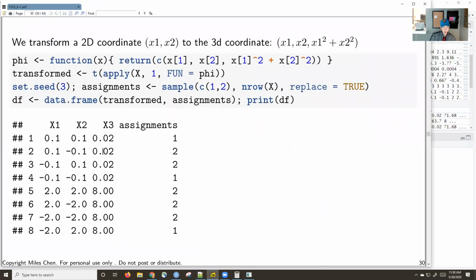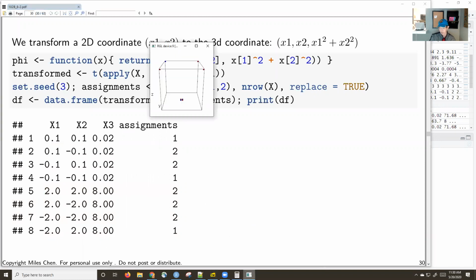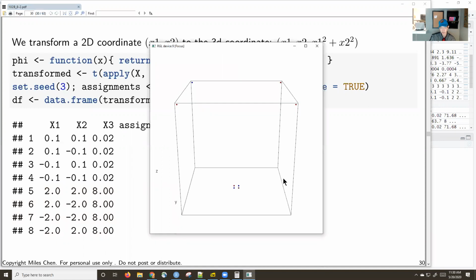Okay, so I put them into 3D, and then I started off with random assignments for the clusters. With the random assignments, we have 3 points: this point, 0.1, 0.1, 0.02, negative 0.1, negative 0.1, 0.02, and negative 2, 2, 8.0 in cluster 1, and then these other 5 points, we got 5 points in cluster 2. When you plot the points with their cluster assignments, it looks kind of like this.